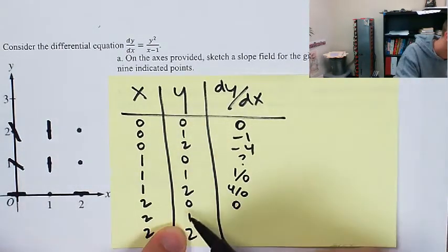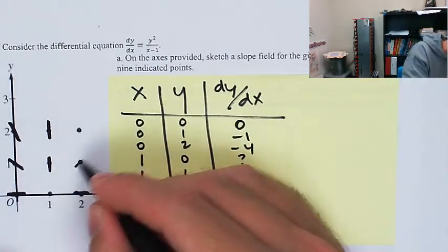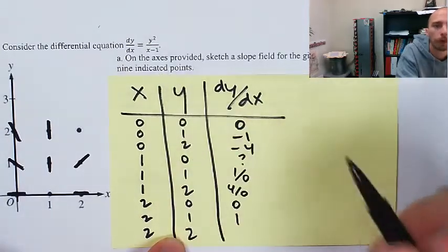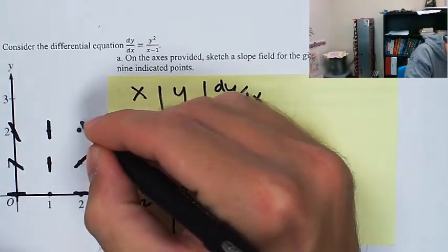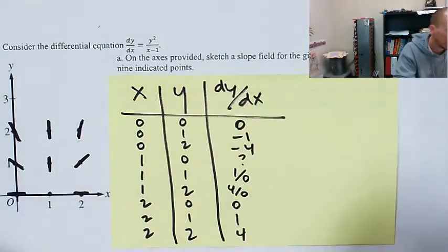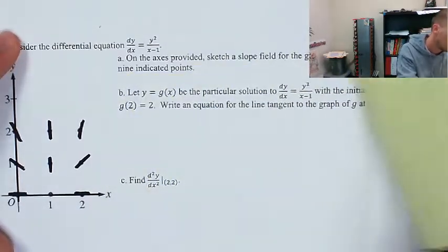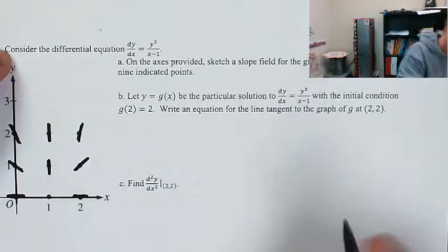Where y is 1 and x is 2, I'm going to have 1 squared over 2 minus 1, that's 1. And then when x is 2 and y is 2, I'm going to have 4 over 1 is going to be 4. So I'm going to try to make it about as steep as that, but positive. And there we've got ourselves a slope field. Okay. But this whole thing here, this probably shouldn't be happening in the future.